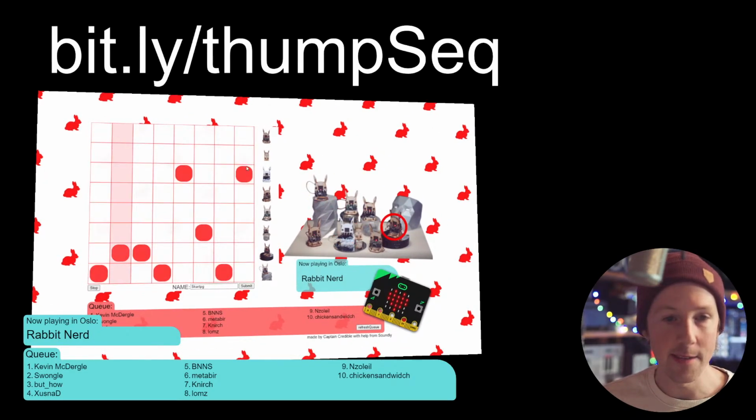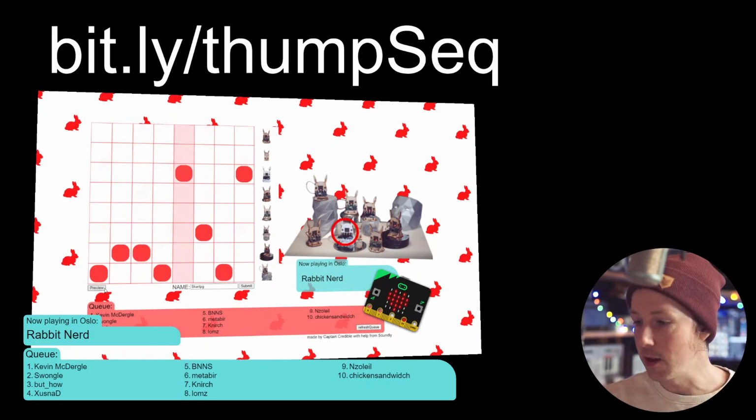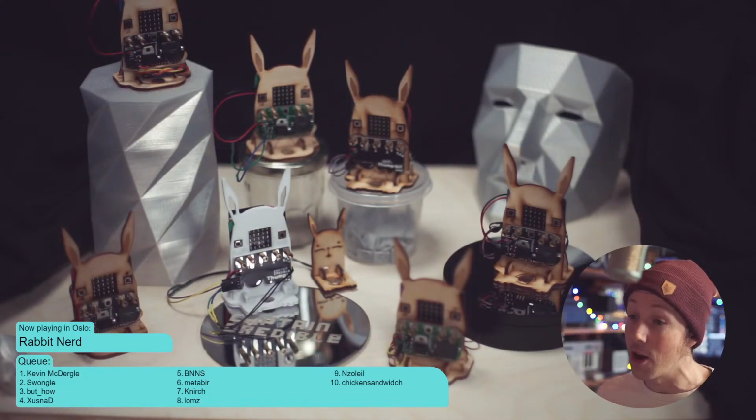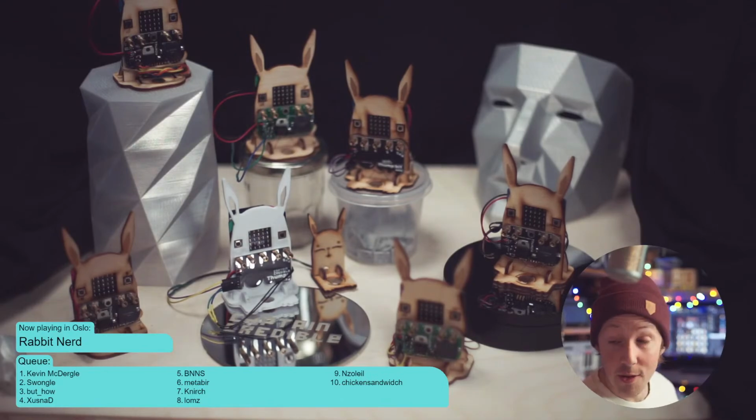So the way I'm going to do this, let me stop that, is I've got a few cameras set up. There is the camera that is showing me the rabbits, and I've just noticed that all the rabbits are turned off. So first things first, let's turn the rabbits on.